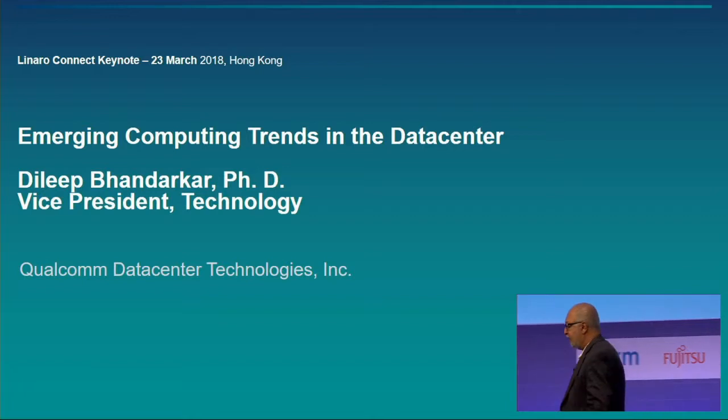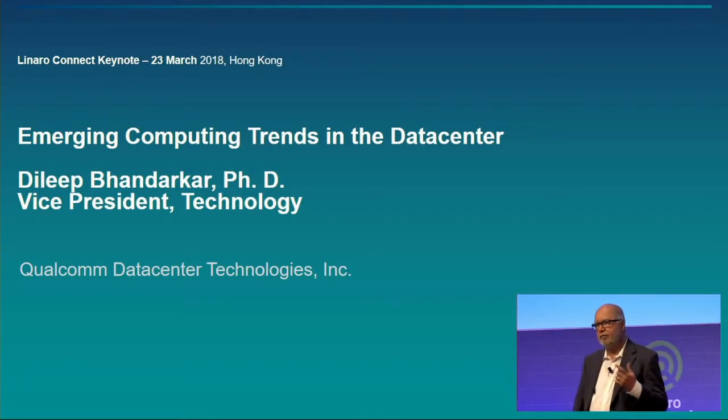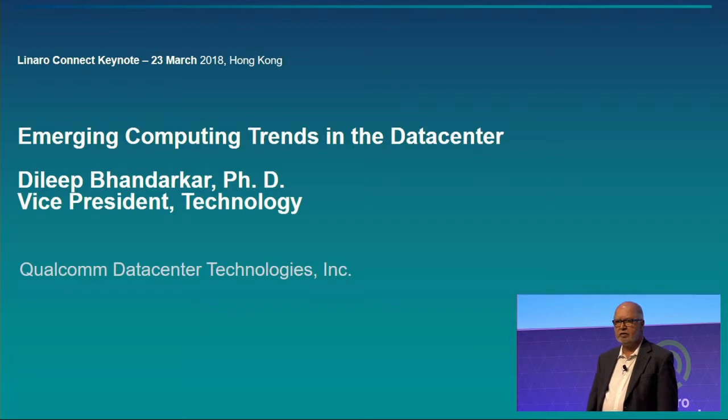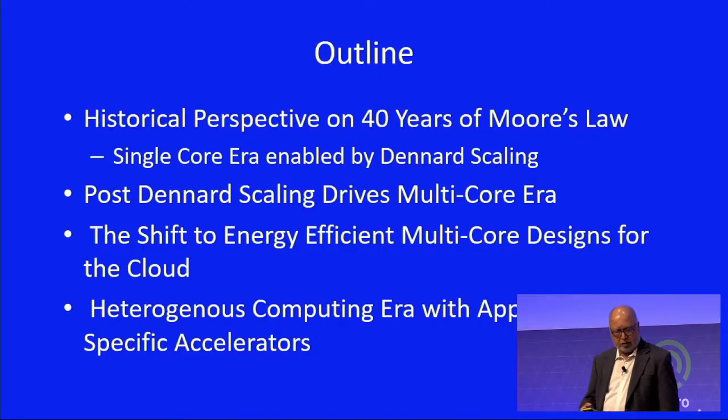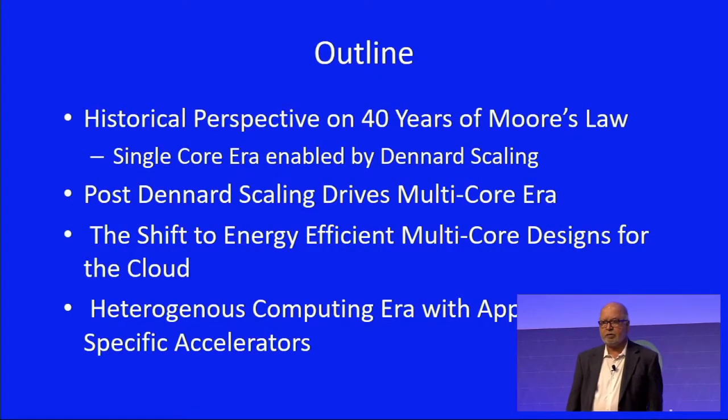Okay, over the next half hour or so, I'm going to share what I've observed in the industry, how we got started, a little bit of history, and then talk about what I see as important things for the future. So with that, let's go. A historical perspective of the first 40 years of Moore's Law, and then what happened when Dennard scaling ended, and I'll explain what Dennard scaling is. Then we'll talk about how we shifted to energy-efficient multi-core designs, and end up with some heterogeneous computing.